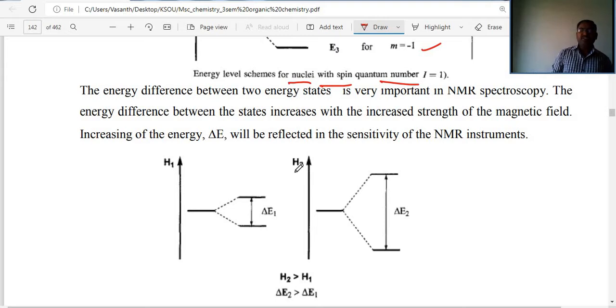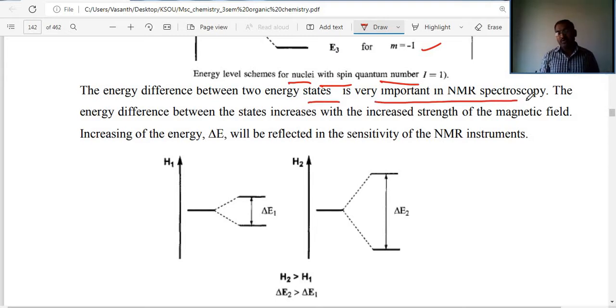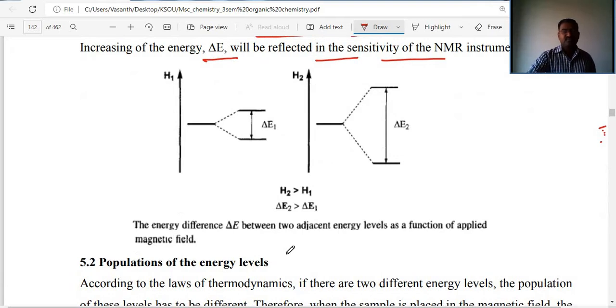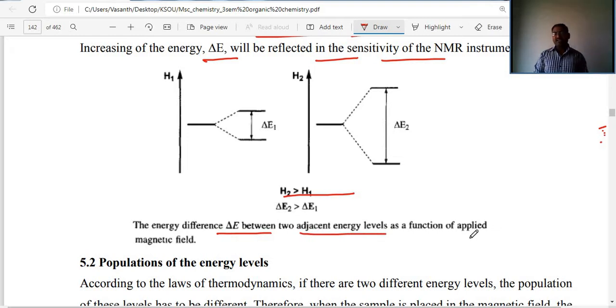The energy difference between two energy states is very important in NMR spectroscopy. The energy difference between the states increases with increased strength of the magnetic field. The increase in the energy difference delta E will be reflected in the sensitivity of the NMR instruments. Here we see the energy difference delta E between two adjacent levels as a function of applied magnetic field.